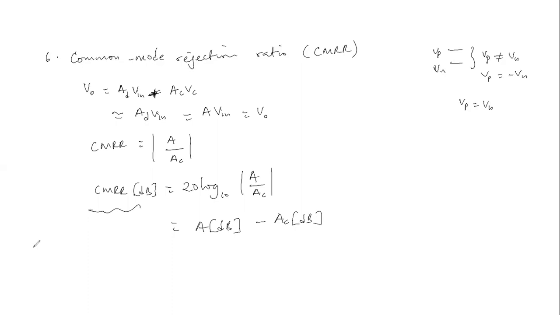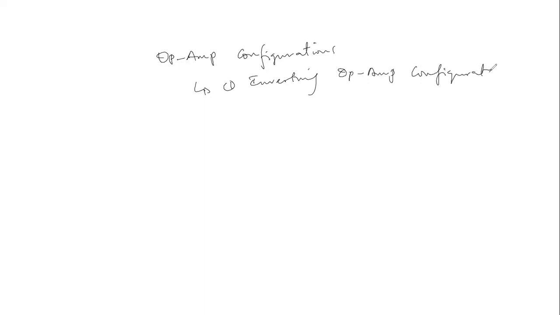Okay, with this, we can now delve into the description of the configurations of op-amps. We do have about two major configurations. That's op-amp configurations. So we have two types: the inverting op-amp configuration and the non-inverting op-amp configuration.